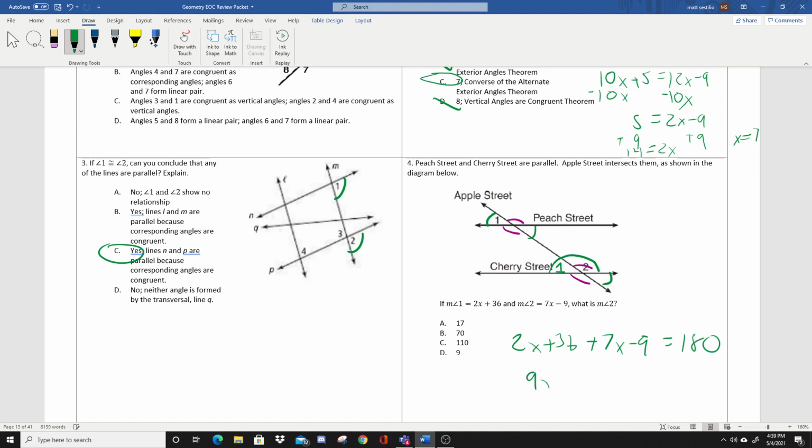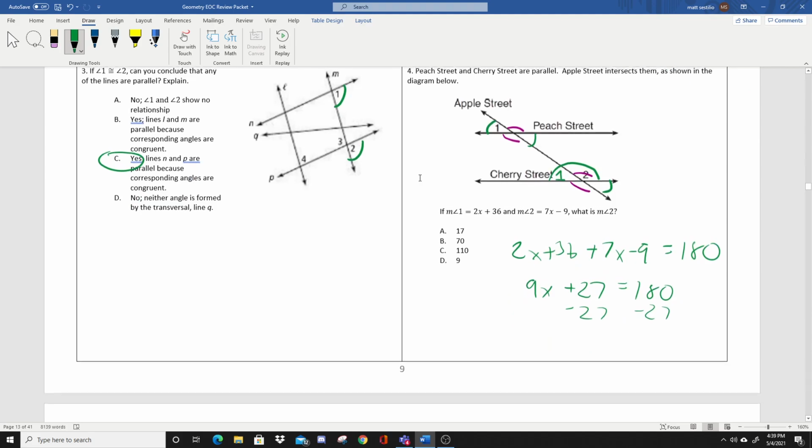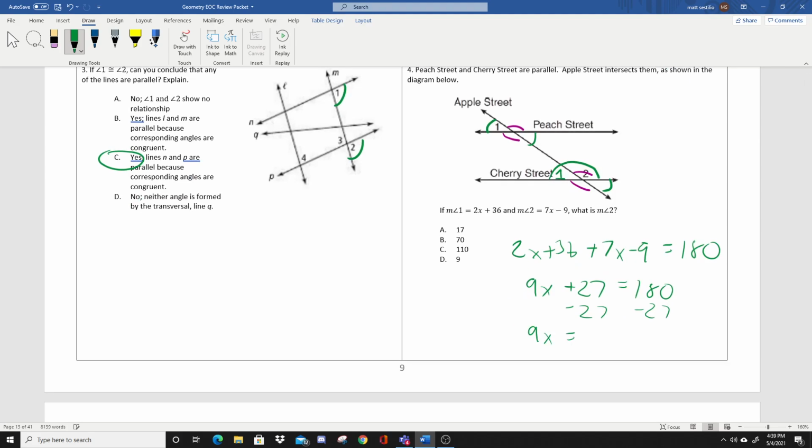Combine like terms, that's 9x. 36 minus 9 is 27, equals 180. Subtract 27. You get 9x equals 153. I want to say that this is 16 or 17, but I'll use my calculator. Divided by 9. Yep, 17. x is 17.